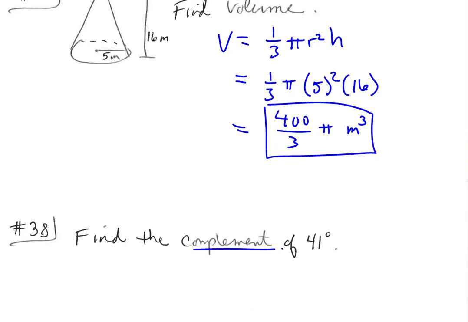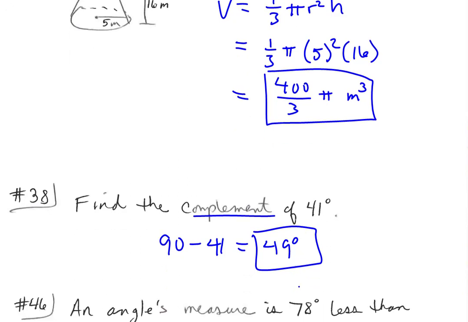So we can find out what that is by, in this case, if we want to find the complement of 41 degrees, finding out how much more I would need to add to 41 to get to 90 by simply subtracting 41 from 90. So 90 minus 41 gives me 49 degrees, and that counts as the complement of 41 degrees, because if I add those two together, 49 and 41, I get 90 degrees.